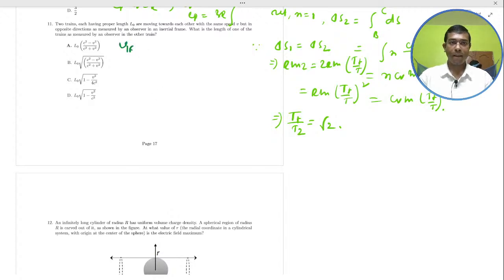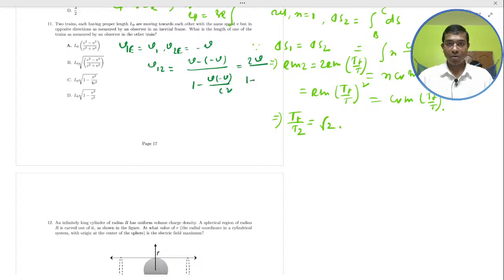V1 is V and V2 is minus V. So by the velocity addition formula, V12 is V minus (minus V) divided by 1 minus (V times minus V) by c square. So this becomes twice V divided by 1 plus V square by c square.